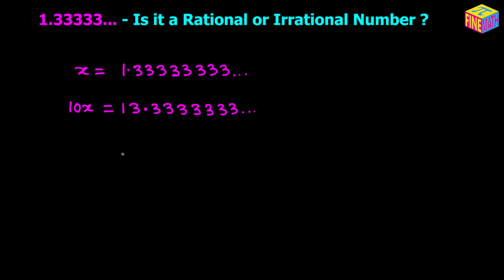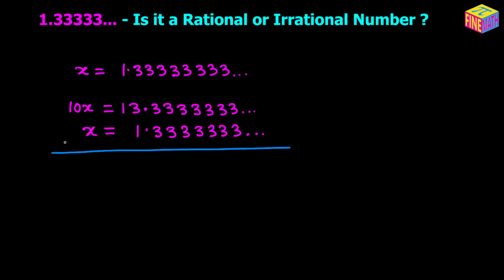Now let's try to subtract x from 10x. Let me write down the value of x first. Our x was 1.333333 like that. So we are going to subtract x from 10x, and let's see what happens with that subtraction. When we subtract, the value that we get on the left hand side will be 9x is equal to, and on the right hand side, let's see what happens.